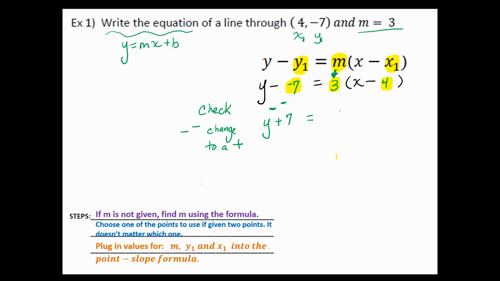And you have to do that before you do anything else in the problem. So this is an important step. Before you do anything else, you need to check at this step, once you plug them in, that you change it to a plus, plus.